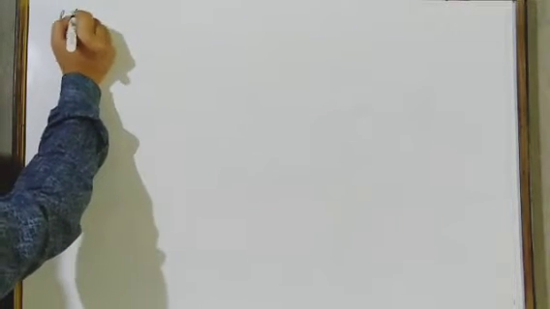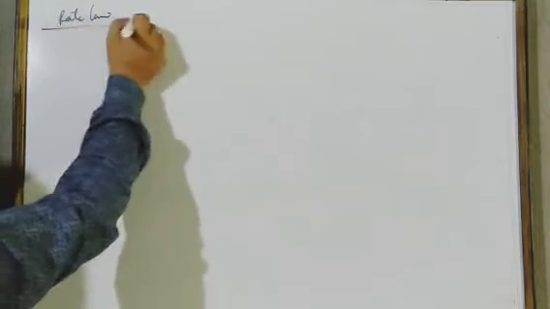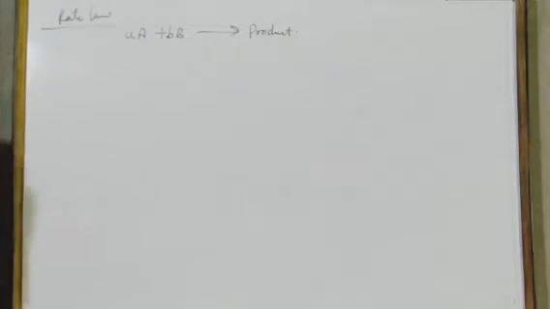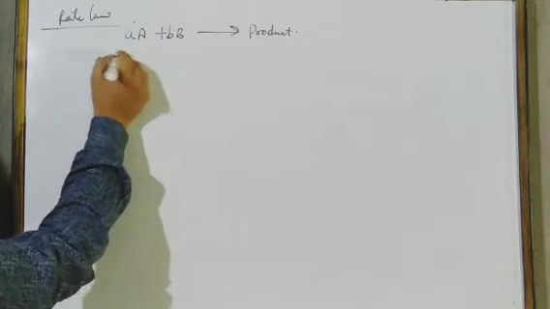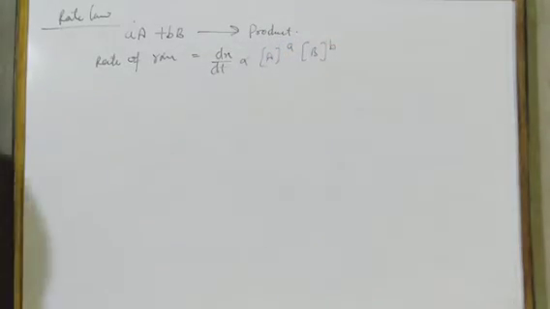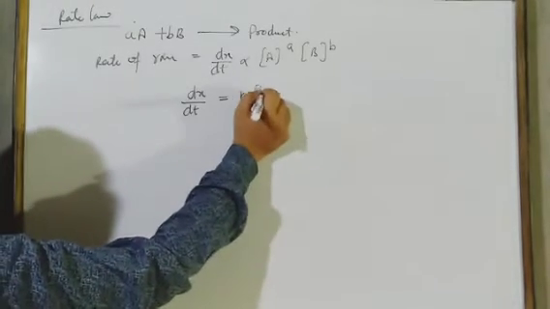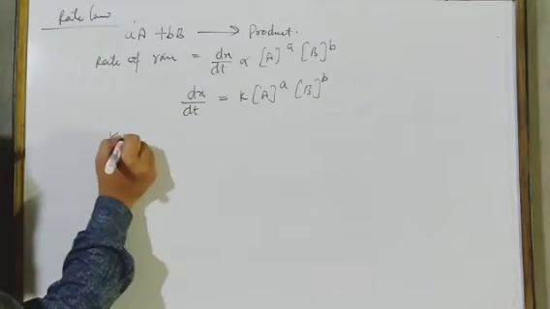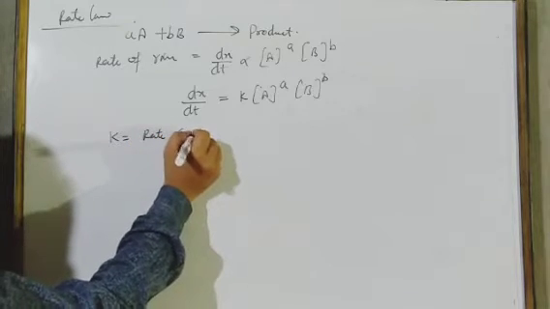Rate expression or rate law. For example, we take a reaction aA plus bB forms product. So according to the rate expression, the rate of reaction, that is dx over dt, is proportional to the concentration of A and the concentration of B. So dx over dt will be equal to K [A] raised to power a and [B] raised to power b. Here K is a rate constant.